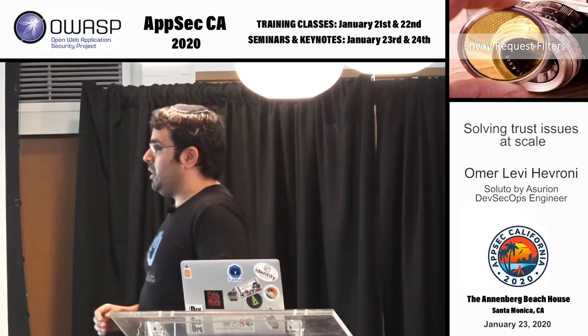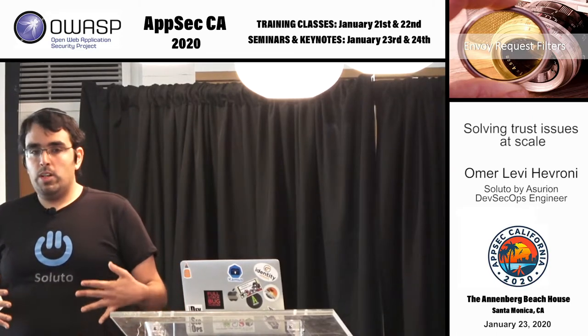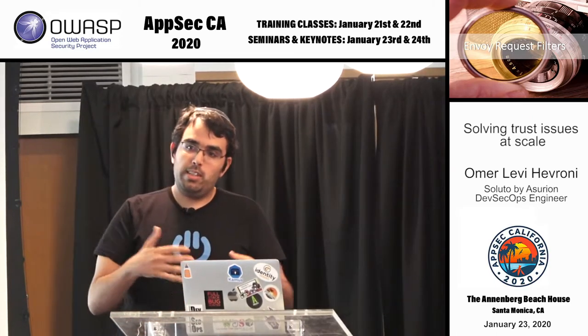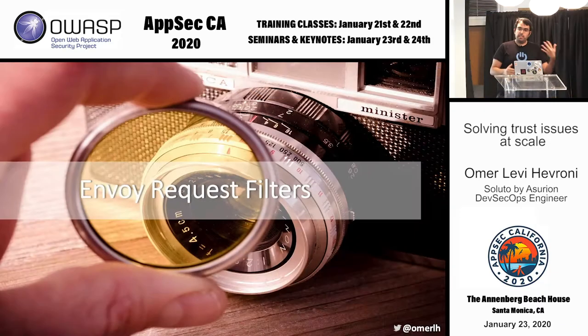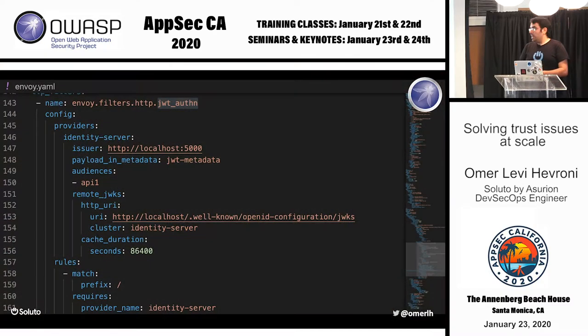And Envoy has the concept of request filters. A request filter is something that runs on the request and can either change something in the request or return an answer. So we can use it also for authentication. As you can see, Envoy has a very, very complex configuration, and it took me a lot of time to build it. It was like 4 hours of wanting to kill myself because it's really hard.